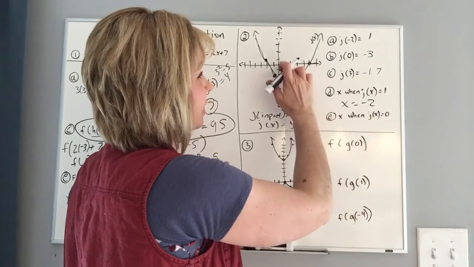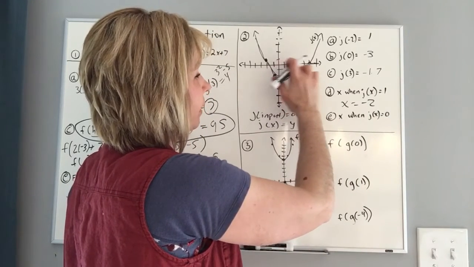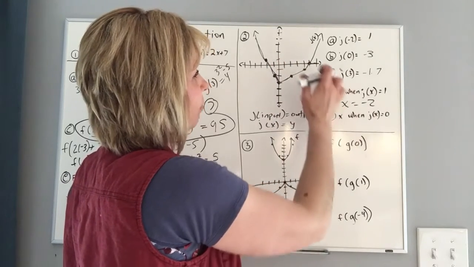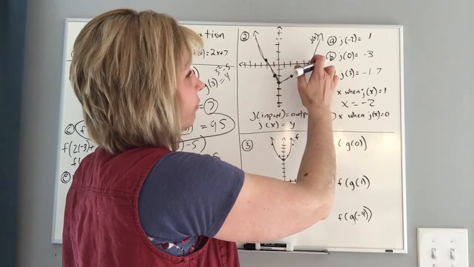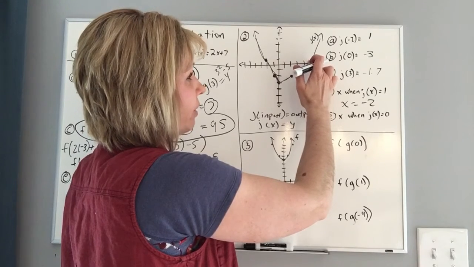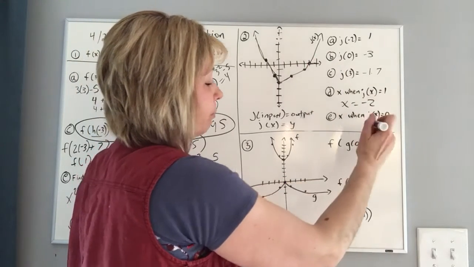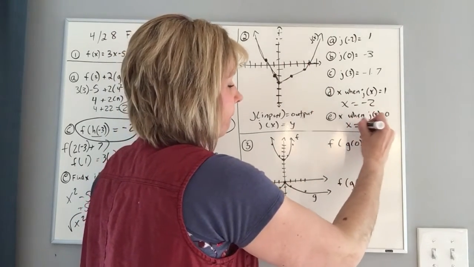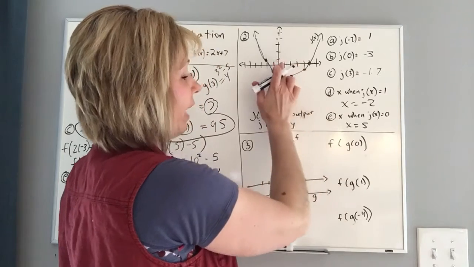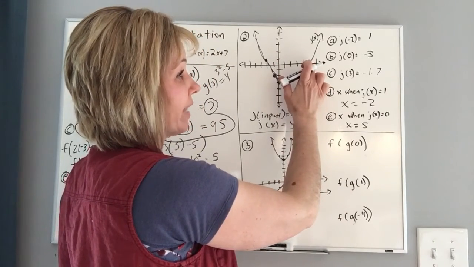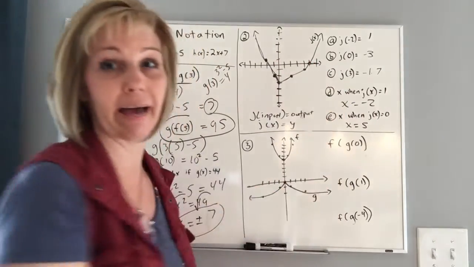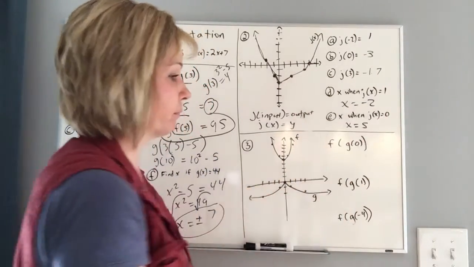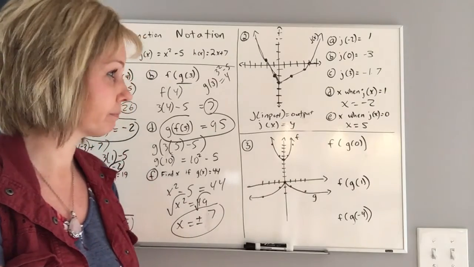My output is 0, which would be over here. When y is 0, what's my input? My input would be 5. So it's not wanting to know when x is 0, it wants to know when my y is 0, which is right there, when x is 5. So we would say j of 5 would be 0. So it's kind of working backwards for that.